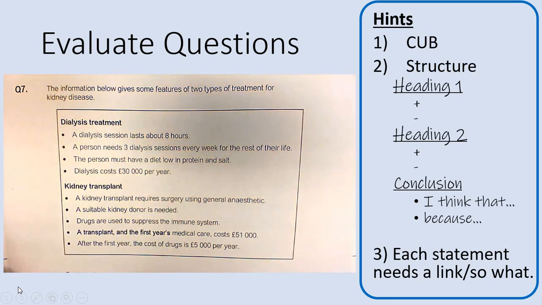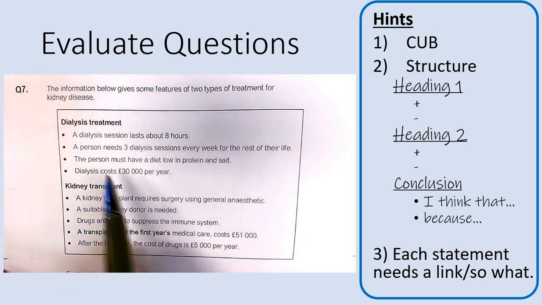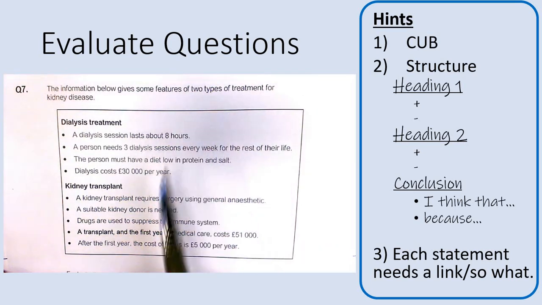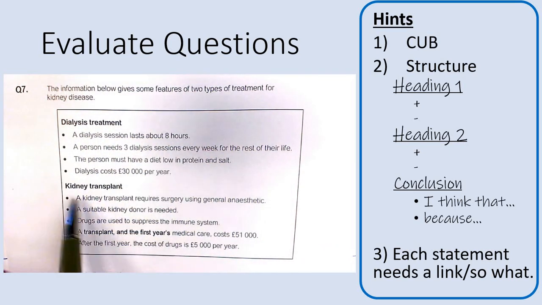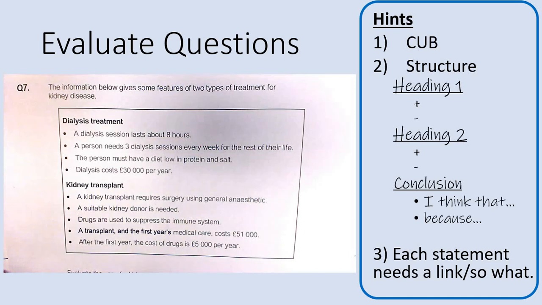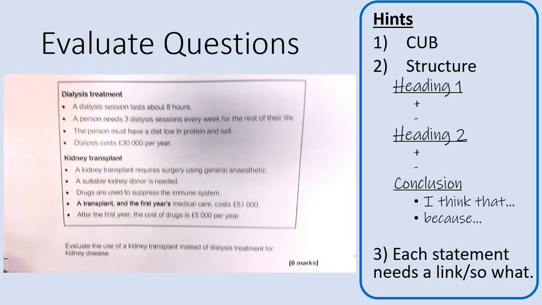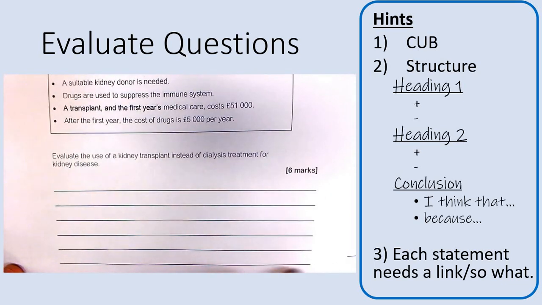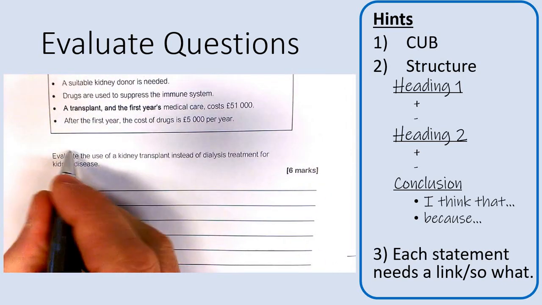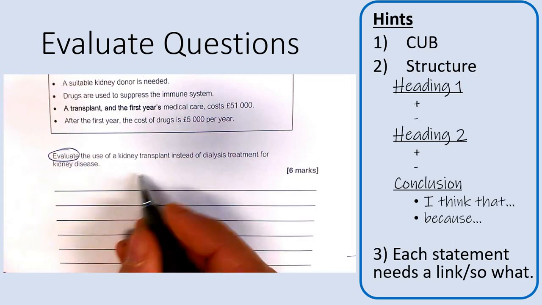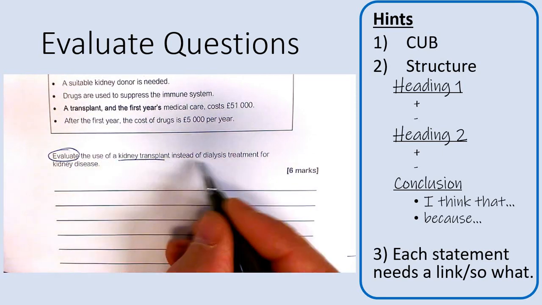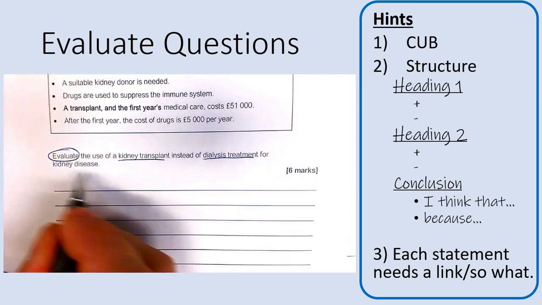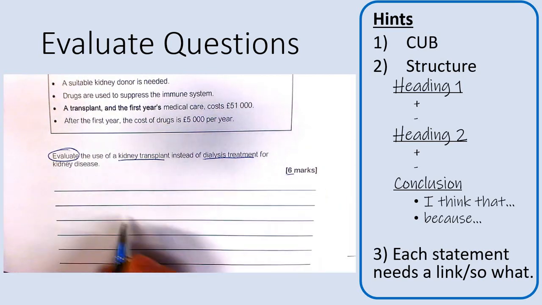Okay, another evaluation question here. It gives us lots of information about 2 types of treatment for kidney disease, dialysis treatment and some information, kidney transplant, some information. It's interesting that this bit is in bold. I'm not quite sure what, we'll see if that means anything in a moment. And I get down to here, here's the question. So, first thing I'm going to do is cube the question. It's an evaluate question. The use of kidney transplant instead of dialysis treatment for kidney disease. Okay, it's worth 6 marks.